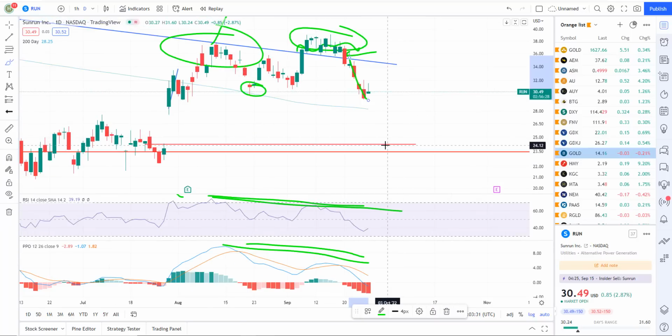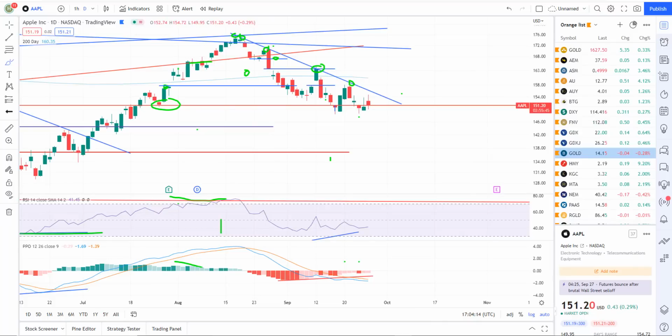Minimum target on this one is gap fill at 24.27. And obviously you don't want to wait for the exact level. And I even have some Apple short.